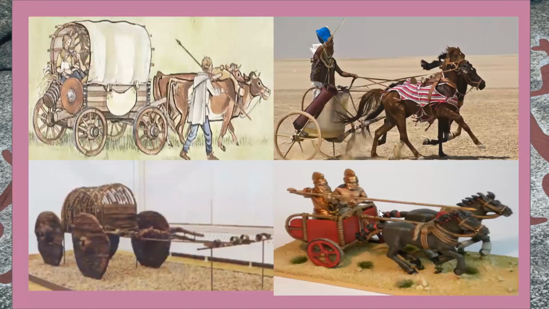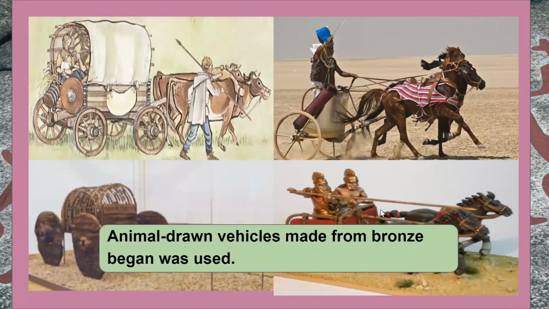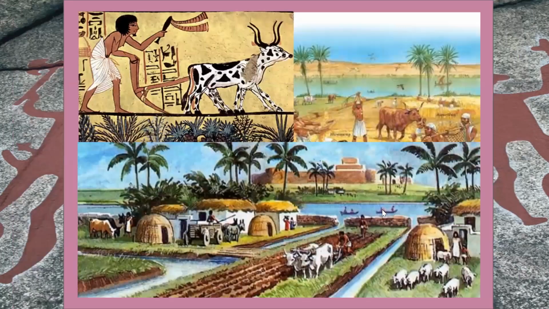Did you know that during the Bronze Age, animal-drawn vehicles made from bronze were used? As the population grew, farming became more important as food was needed. Large areas of forests were cleared using bronze-socketed axes, diggers, and bronze plows. That was the start of the first proper fields.